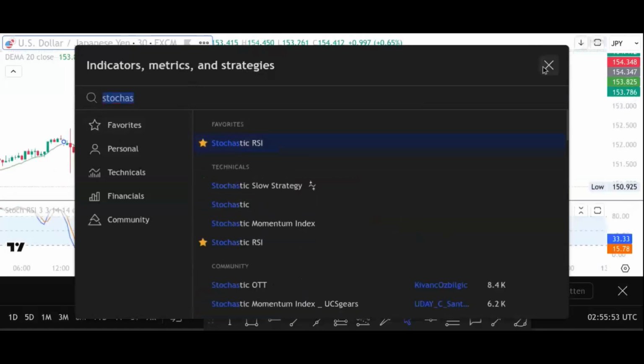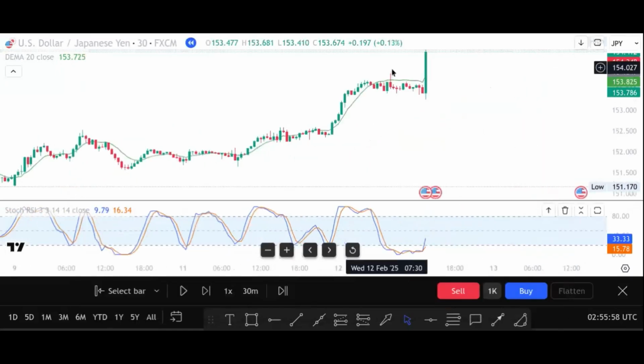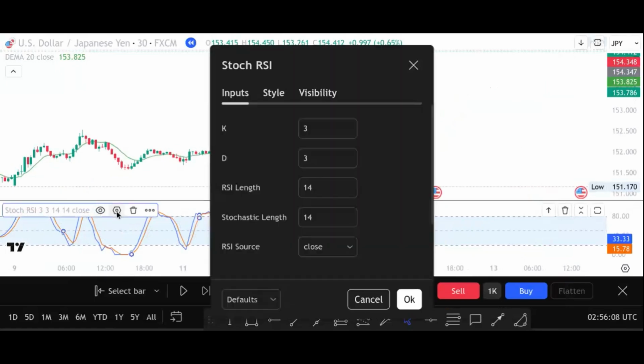Good. It's on the charts. Perfect. Right. So on the 30-minute time frame, we're here. And this is currently the 3-3-14-14, which is the default settings. Now, all I'm going to do is go in here on the settings tab because I'm a day trader.